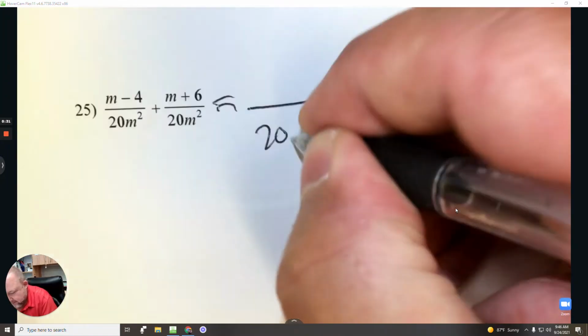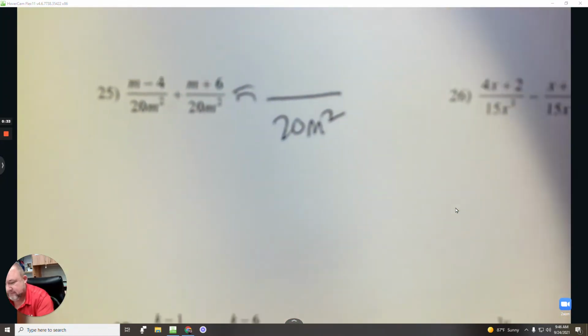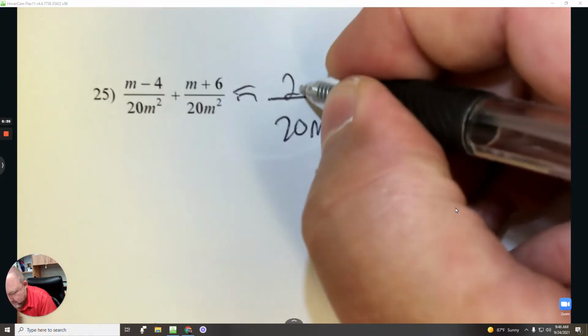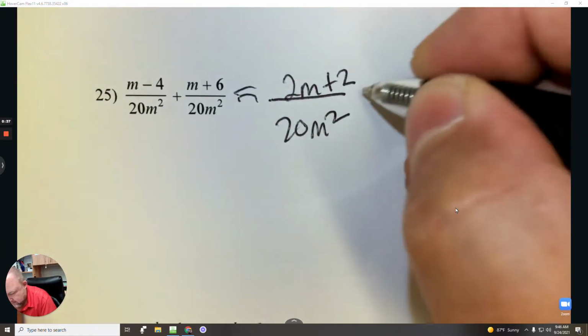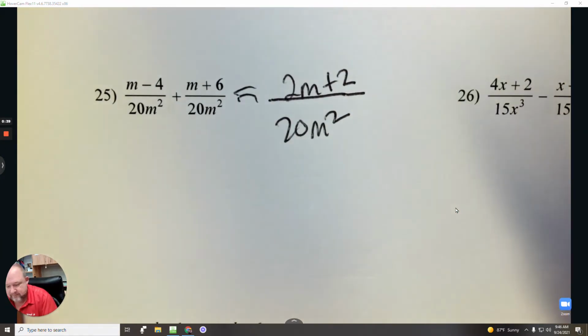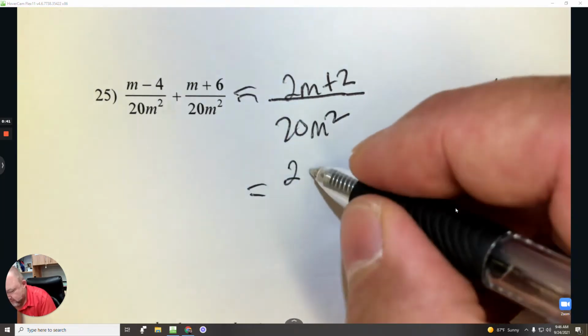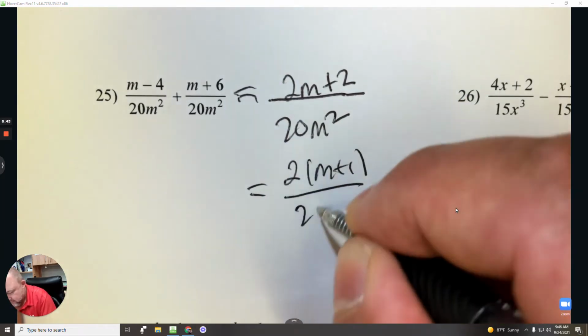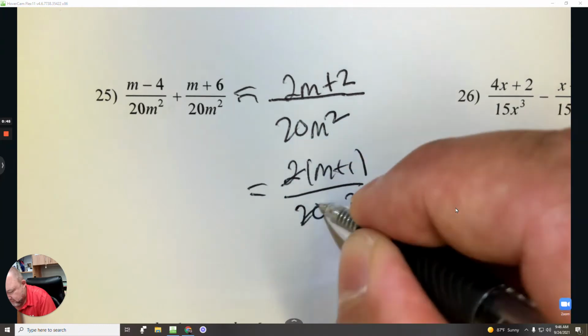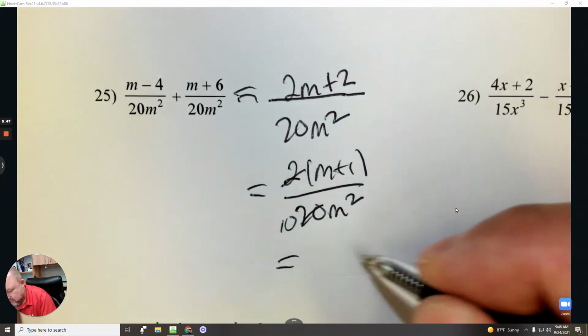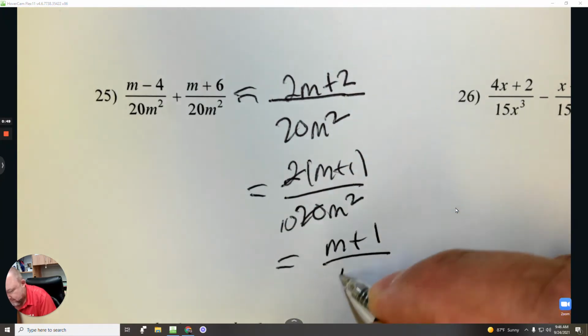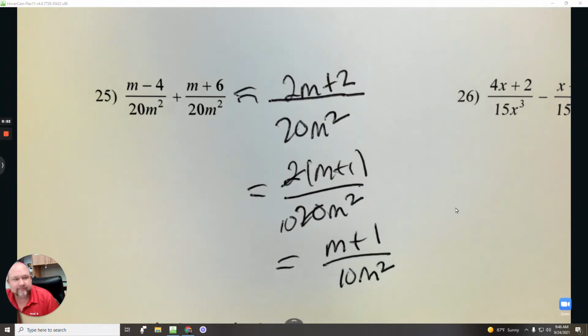So the denominator stays the same, and then you add the numerators. So you get 2m plus 2. But at this step, you need to factor. So we're going to factor out a 2, and then 2 goes into 20 10 times. So your final answer is m plus 1 over 10m squared.